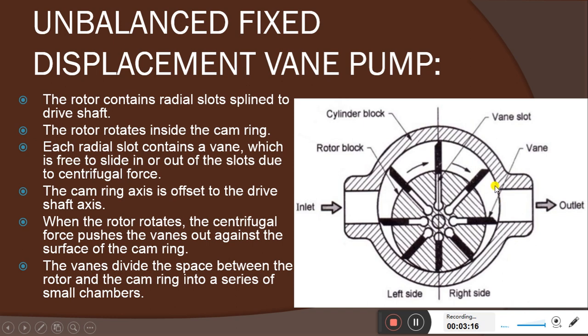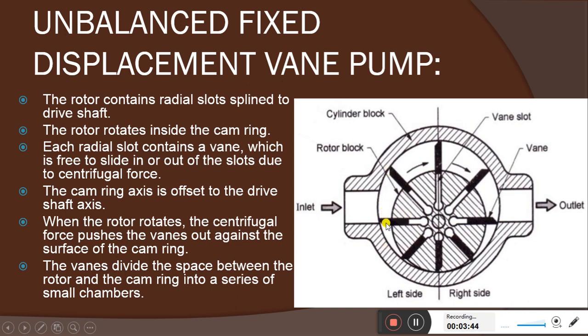One more thing is this circular line presented here. It is called a cam ring. The label is not shown here, but this is the cam ring. The rotor rotates in this direction, and as it rotates, the vanes reciprocate inside the slots because of the centrifugal force. So as it rotates, the vanes tend to move outward.